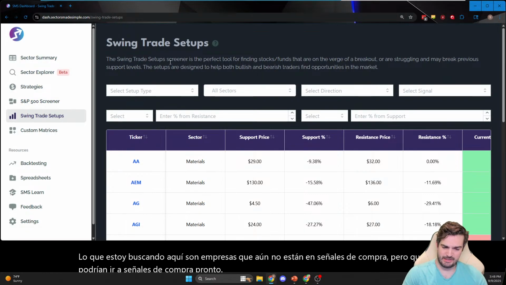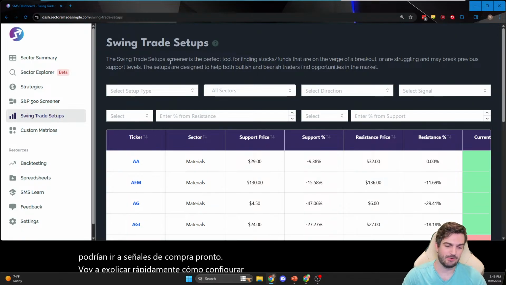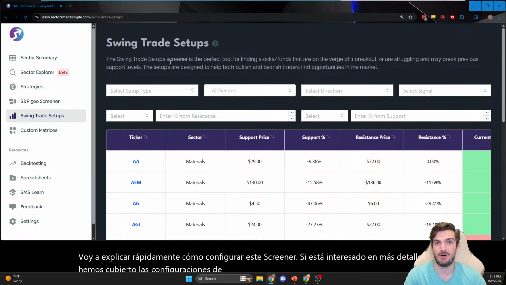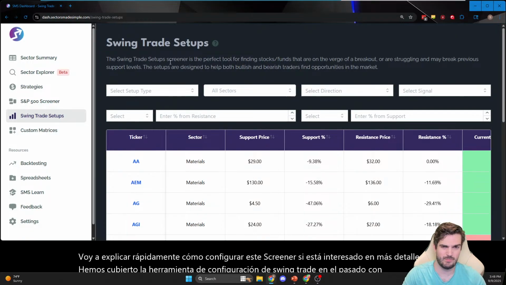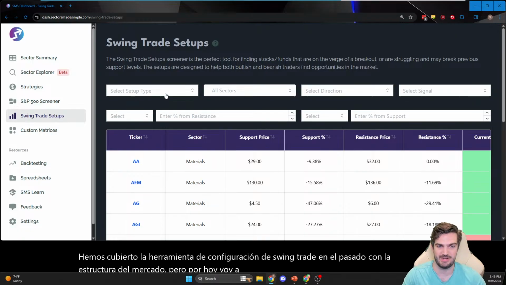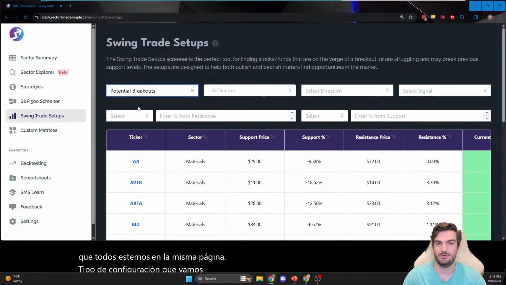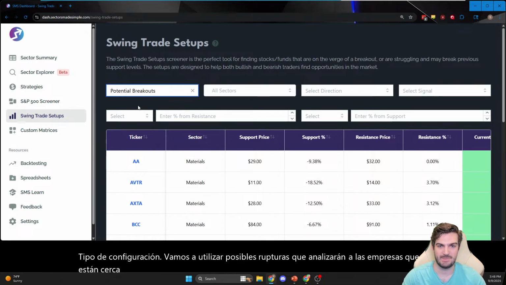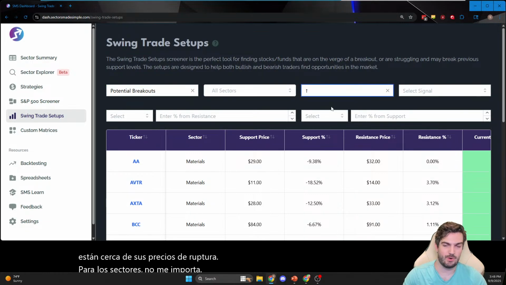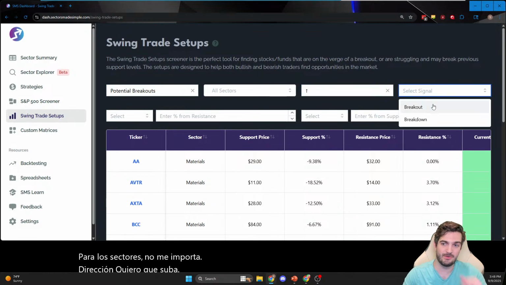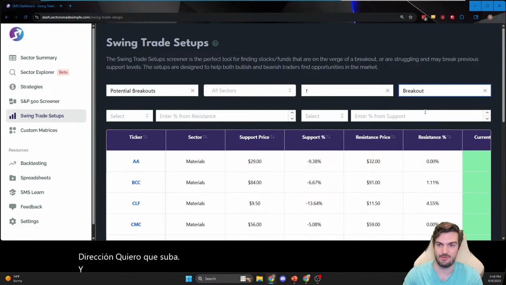I'm going to quickly walk through how to set this setup screener up. If you're interested in more detail, we have covered the swing trade setups tool in the past with market structure. But for today, I'm going to breeze through it so we're all on the same page. Setup type, we're going to use potential breakouts that will look at companies that are close to their breakout prices. For sectors, I don't care. Direction, I want it to be going up. And its signal, I'm going to choose breakout.